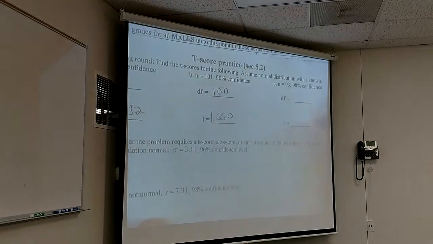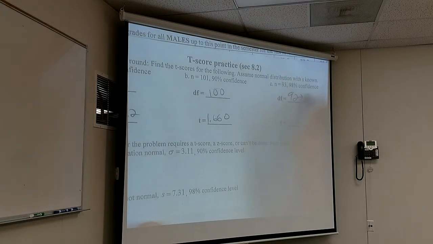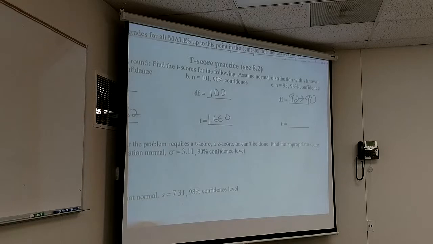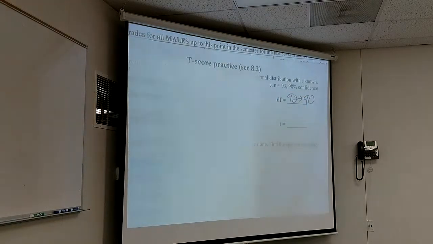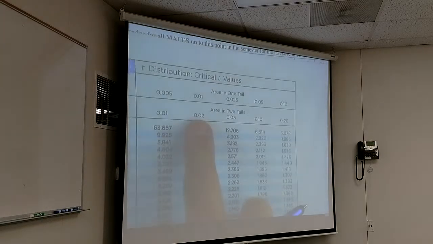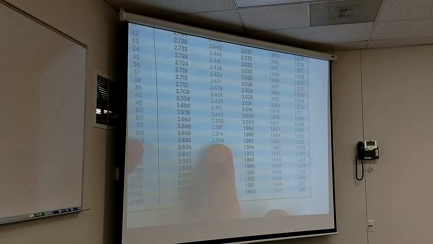This one we talked about, the degrees of freedom is 92, but we effectively go ahead and make it 90, just to be more conservative. 98% confidence. I'm going to go to the second column. Stop at 90. Bam. 2.368.